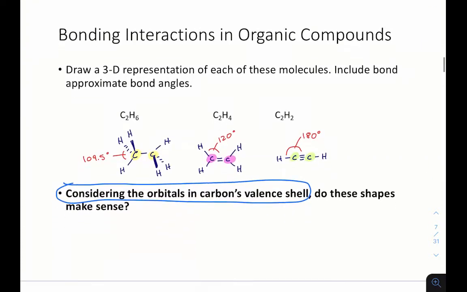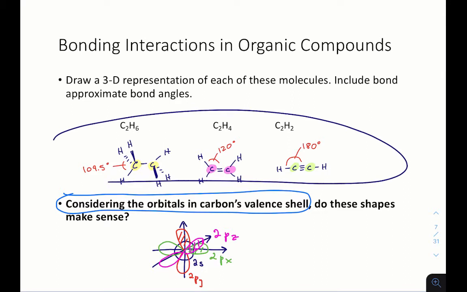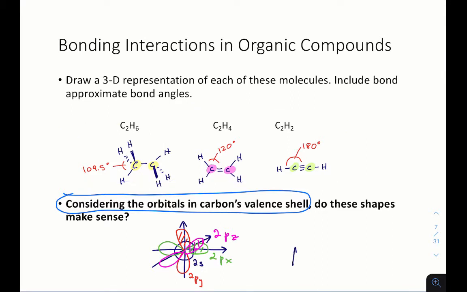What do you think? Well, we have the s orbital that's spherical, and then we have the 3 degenerate p orbitals at 90-degree angles from one another. Who sees 90-degree angles here? No one. So, in short, no, these shapes do not make sense based on the orientation of carbon's valence orbitals. But what does that mean? Well, that means some new model will be required to explain the bonding in these molecules.